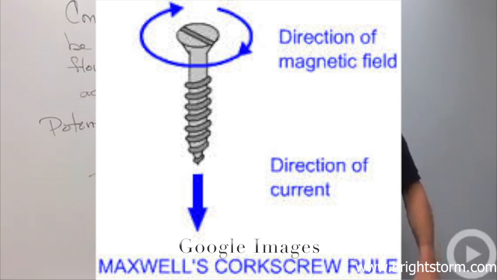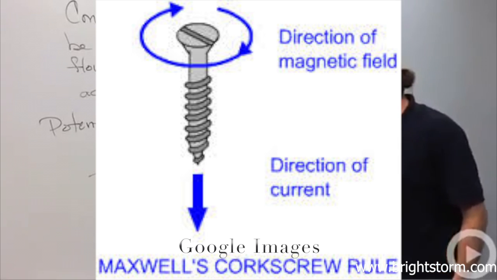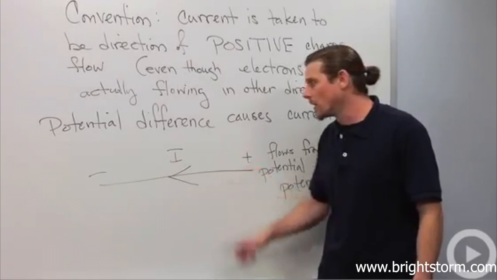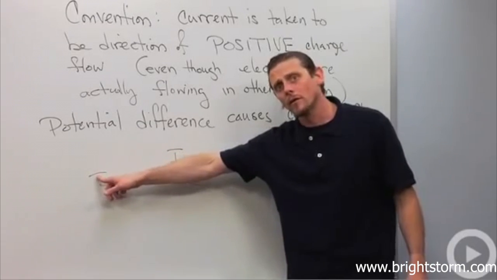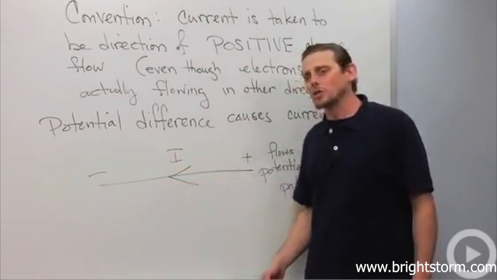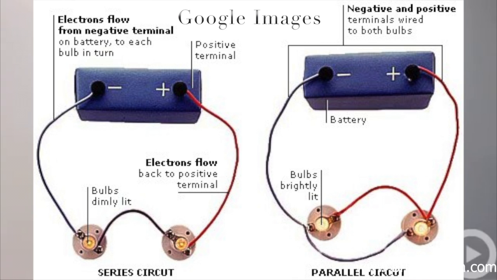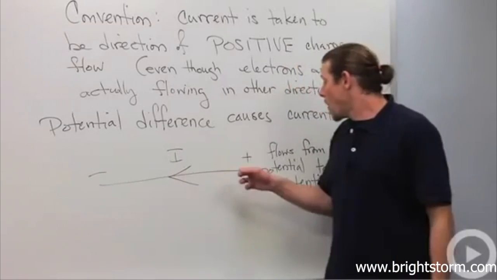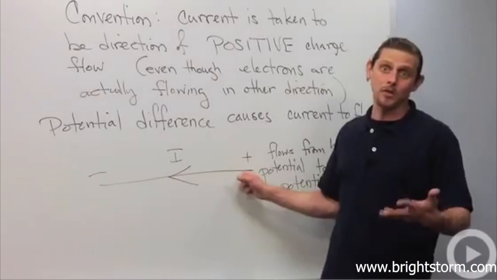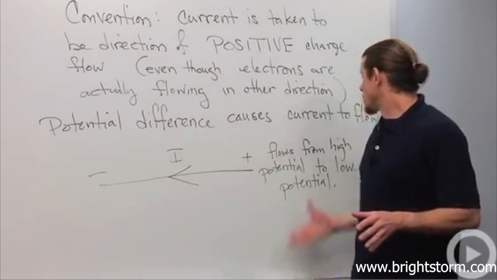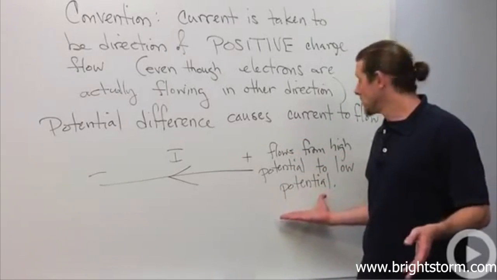So potential difference is what causes current to flow. If I've got a high potential over here and a low potential over here, then my current is going to go this way, because positive charge wants to go away from the high potential and towards the low potential. So that's the way that we can make current flow: we can make one side of a conductor at a high potential and the other side at a low potential. So we always flow from high to low.